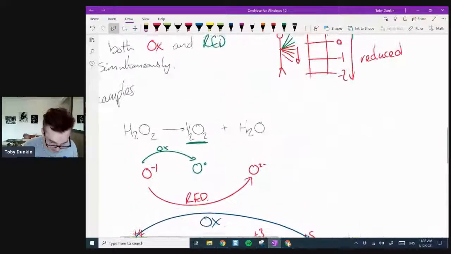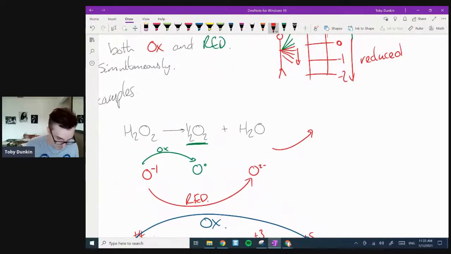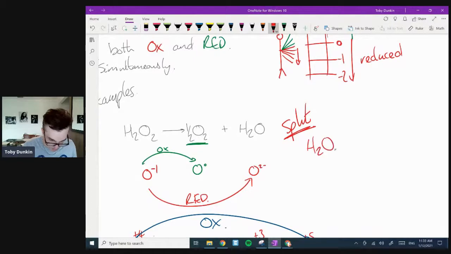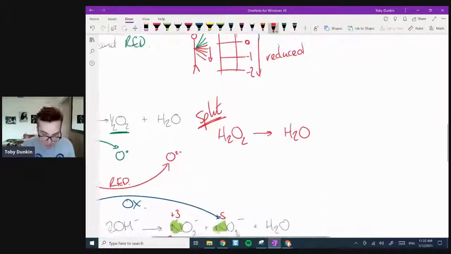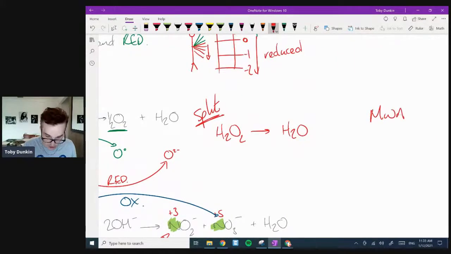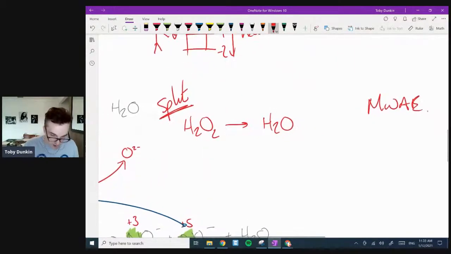If I'm going to split this into two, let's do the red first. The red equation was H2O2 going to water. Now I can just balance it with MOE. Metal, none. Water for oxygen. Hydrogen's acid, so 2 H pluses on the other side, and 2 electrons. I'm done. I've just split it.